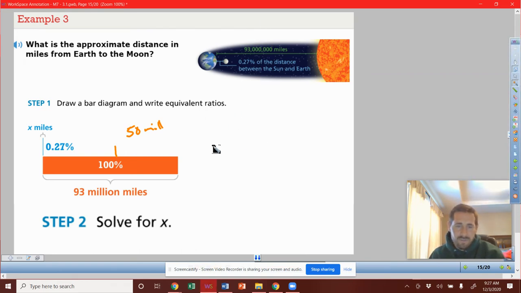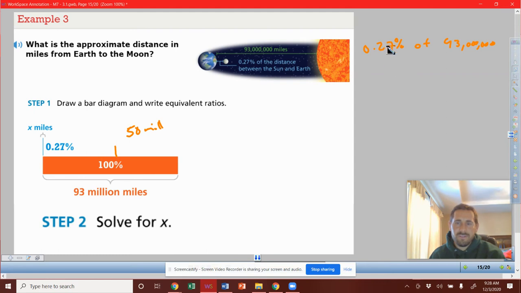Here's one again. You could set up a proportion if you wanted, or you can look at this and say, well, what am I really trying to calculate? I'm trying to calculate 0.27% of this 93 million. And yes, there's a lot of zeros, but I'm pretty sure y'all could calculate that.